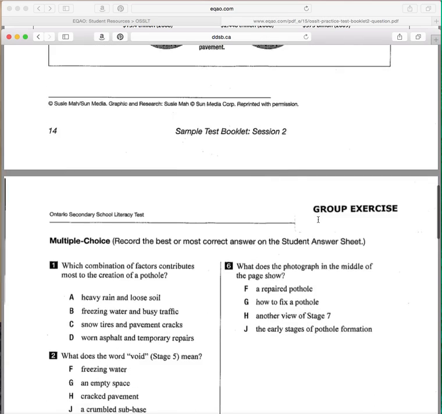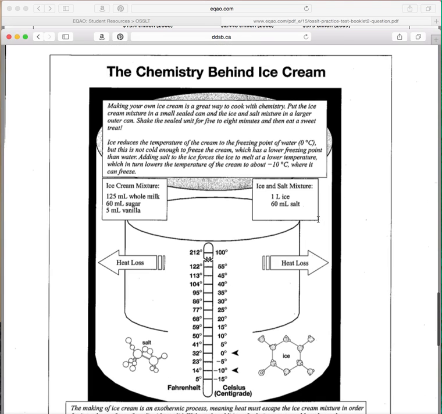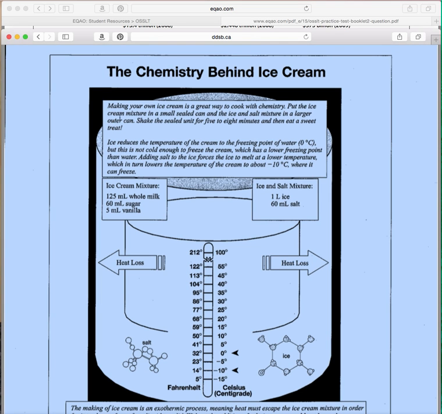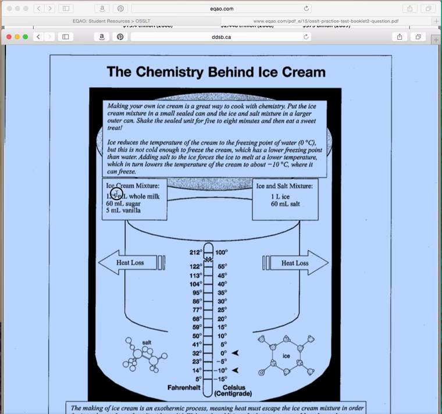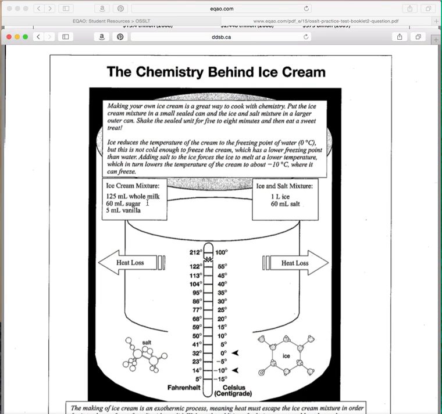Okay, let's move through. Right here we see the chemistry behind ice cream. This is a graphic text that you might find perhaps in a science, maybe a chemistry textbook. So we have the caption here that describes, it gives us context here. However, we can see that there is some sort of container, a cylinder here. We have a recipe over here in this caption box.